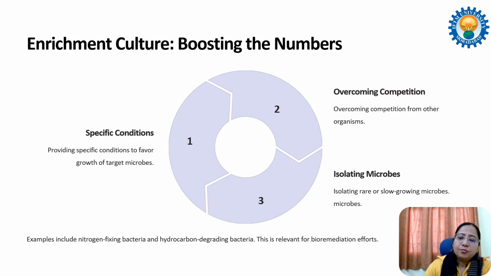Enrichment culture can also be used to boost the number of microorganisms by providing specific conditions which favor the growth of the microorganism of our interest. Secondly, it can overcome the competition from other microorganisms, as well as enhance the growth of slow-growing microorganisms. Examples used in enrichment culture are the nitrogen-fixing bacteria and the hydrocarbon degrading bacteria. This can be used relevantly for bioremediation efforts.